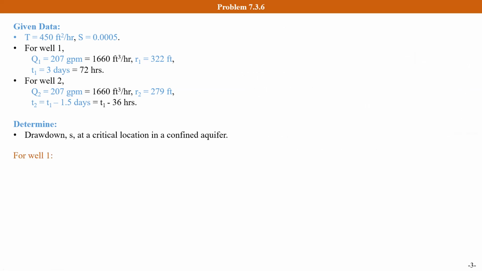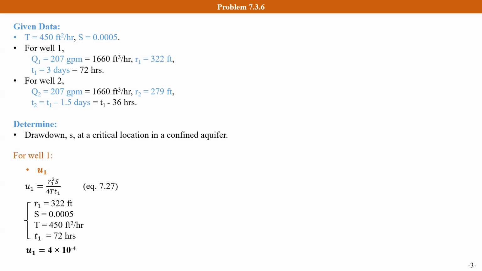For well 1, we need to calculate the dimensionless parameter by applying equation 7.27. R1 is 322 feet. The storage coefficient is 0.0005, the transmissivity is 450 square feet per hour, and T1 is 72 hours. After we bring these values into this equation, we can find U1 equals 4 times 10 to the power of minus 4.